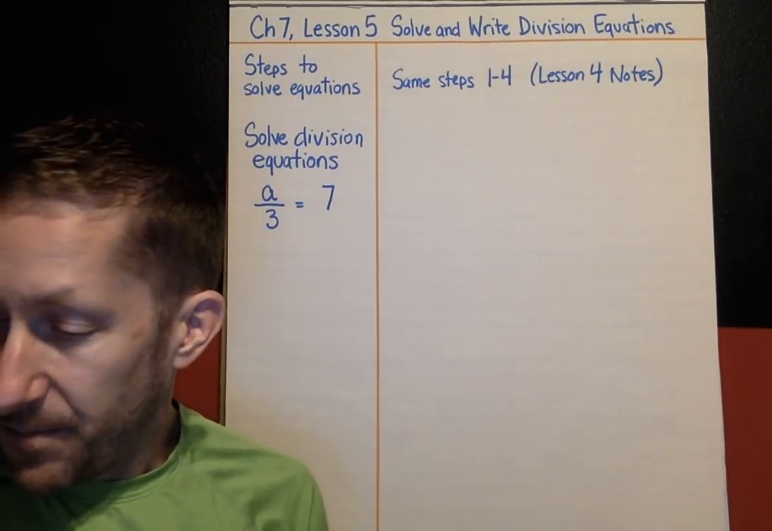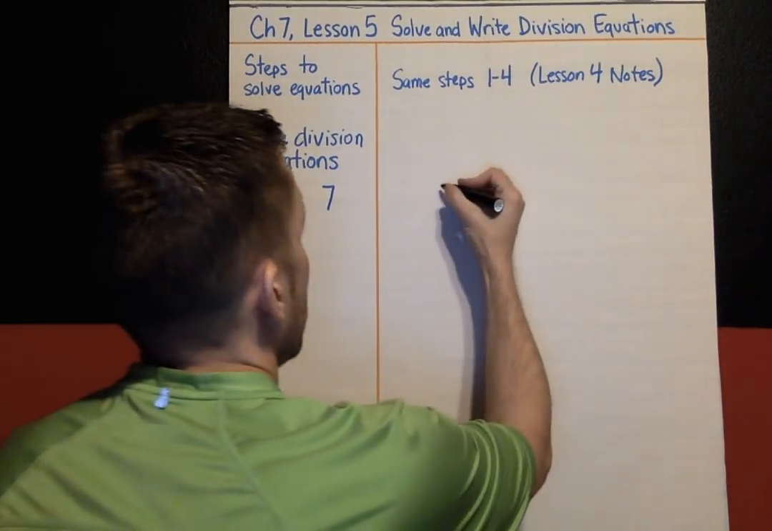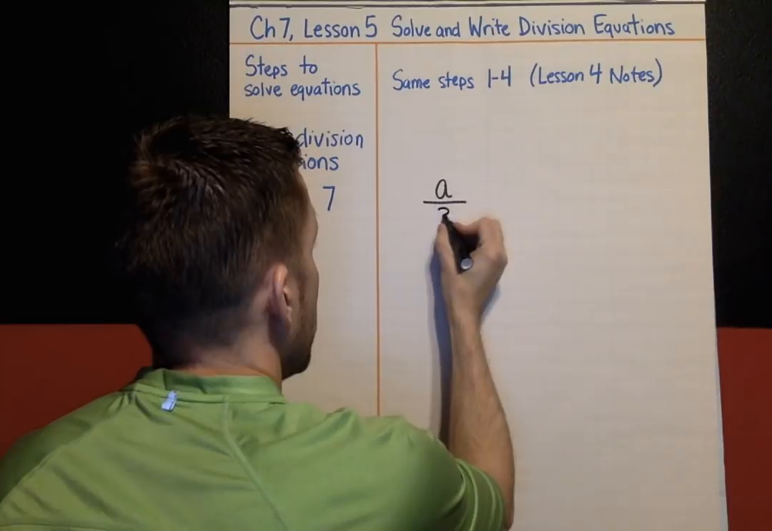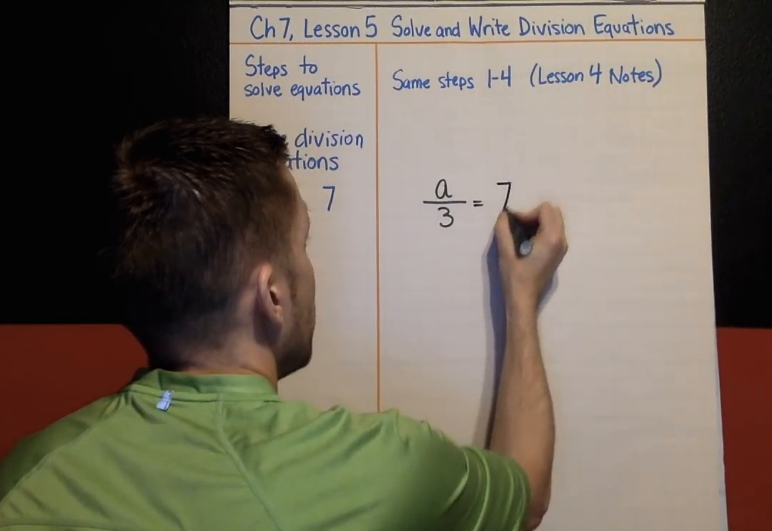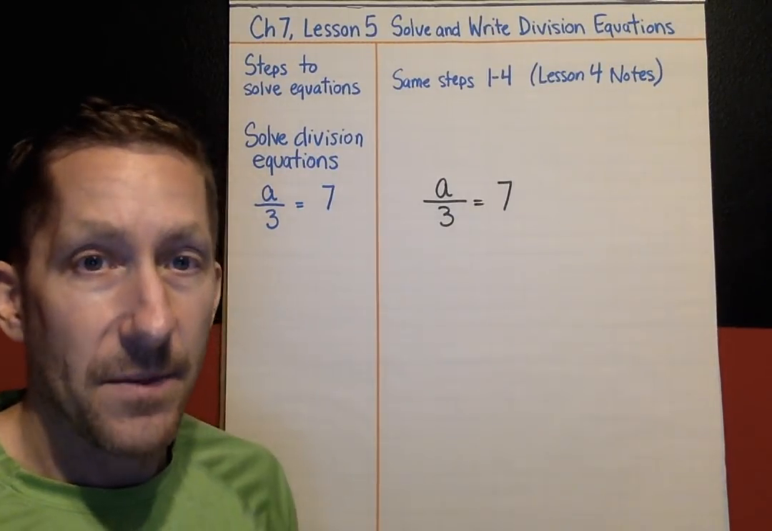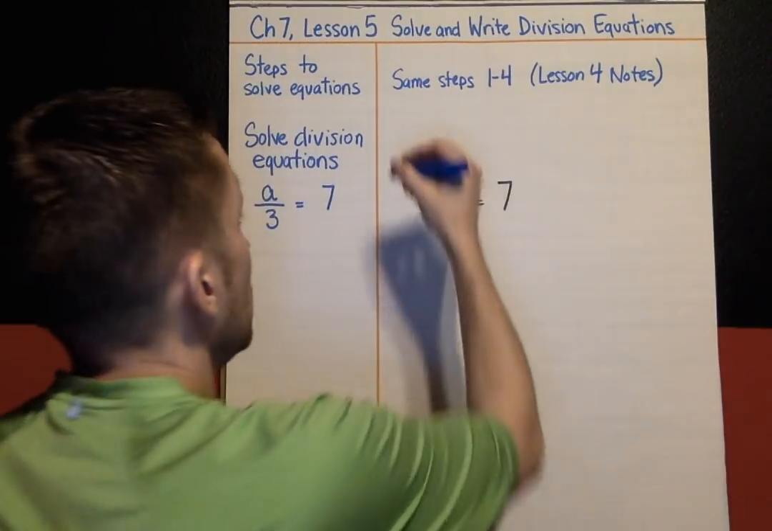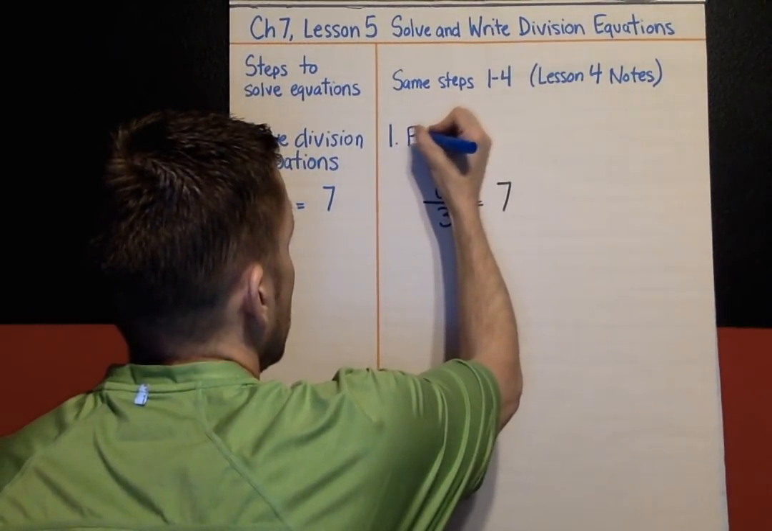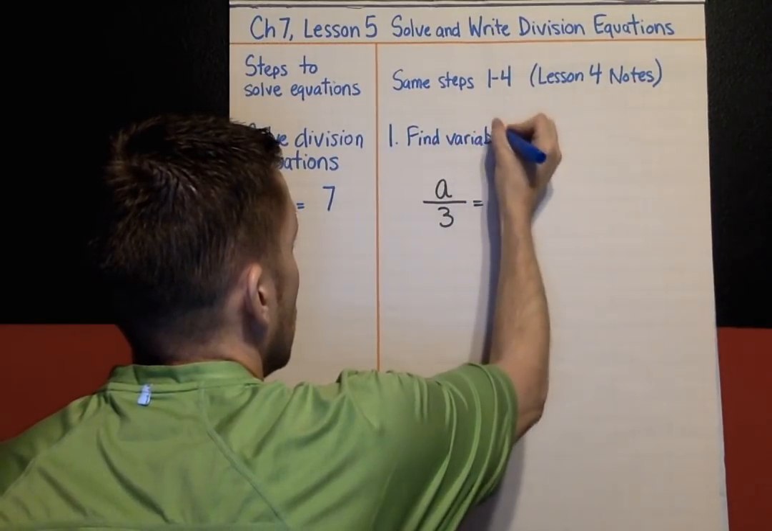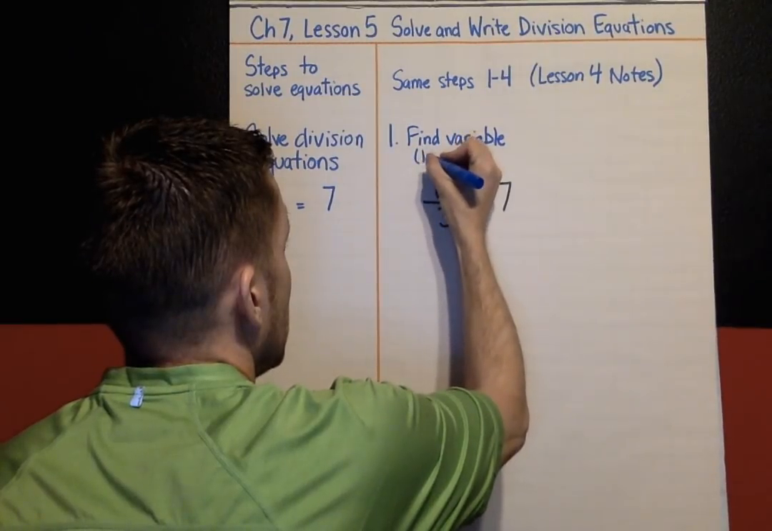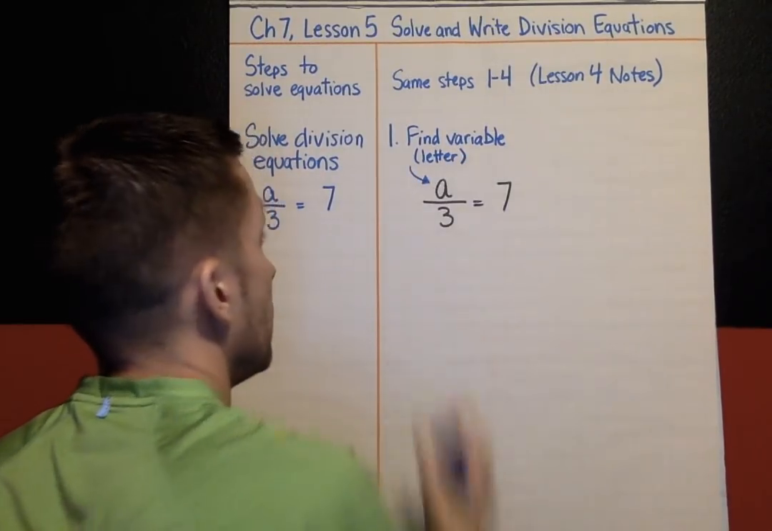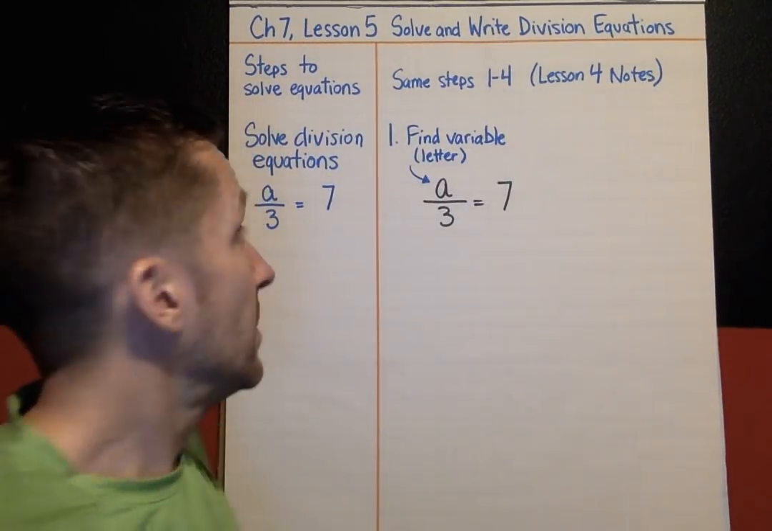So over here, I'm going to rewrite our equation. A over 3 equals 7. So step 1, I'm going to write the steps and then walk through them at the same time. So step 1, find the variable. How do we do that? It's the letter. We look for the letter. Well, there it is, A. That's our variable.